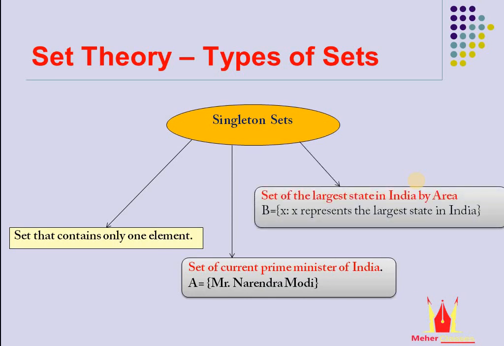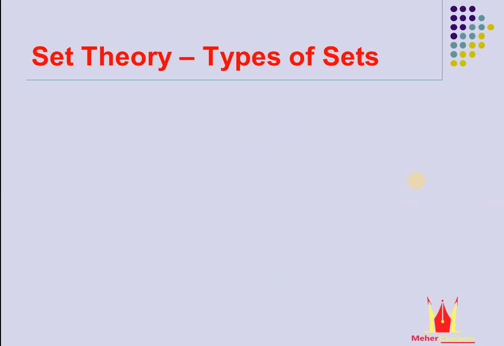If I talk about a set that has the largest state in India by area, there can be only one state in India which can be largest. There can be different parameters, but here I am considering a parameter area, so the set of largest state in India by area would only be 1, so set B is a singleton set.